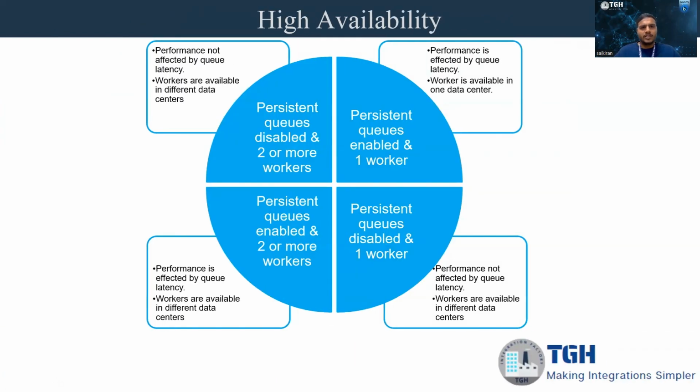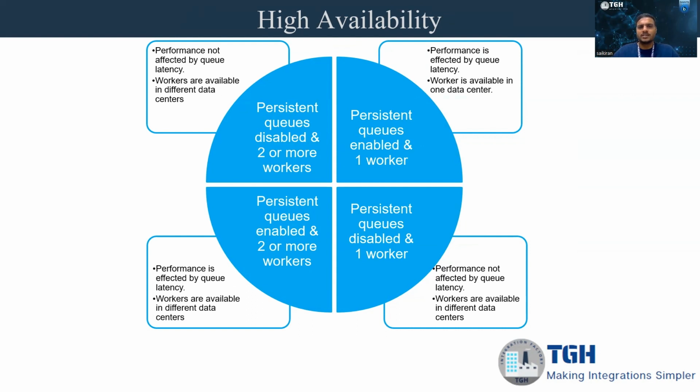So coming to high availability, we have 4 different use cases, depending upon the availability of the application as well as data loss. In the first use case, persistent queues are disabled and we will use 2 or more workers. If we don't use the persistent queues, there will be no latency in the message. But if one worker goes down during the execution or one data center has an outage, the other worker will take care of the execution, but there will be a message lost during the previous execution.